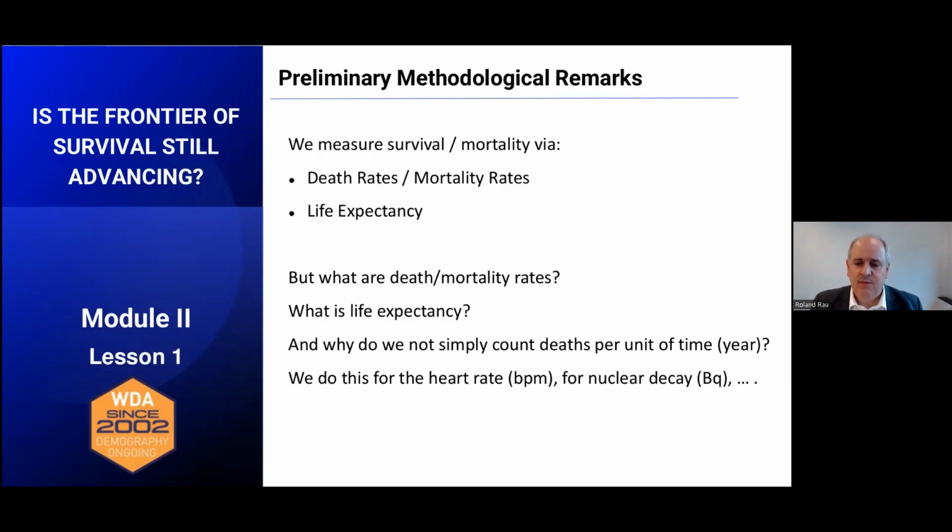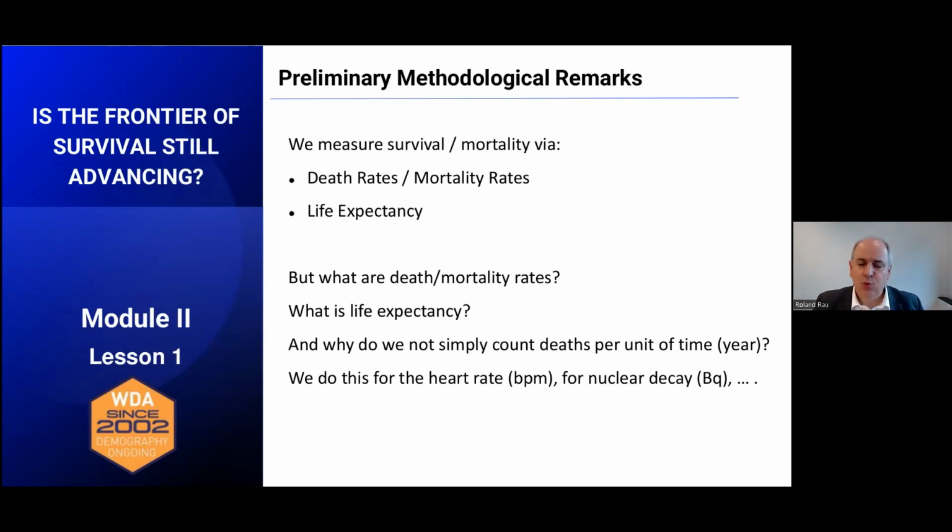What they exactly mean, that's what I will cover in the next few minutes, as well as life expectancy, or life expectancy at birth. That's what I mean here. Very often when people talk about life expectancy, they mean life expectancy at birth. But why are we actually measuring death rates, mortality rates, and what is life expectancy?